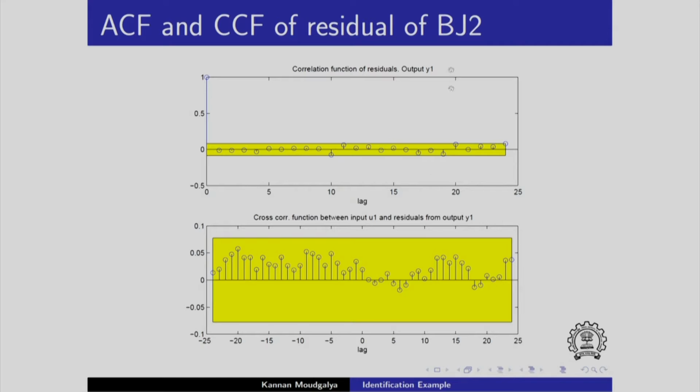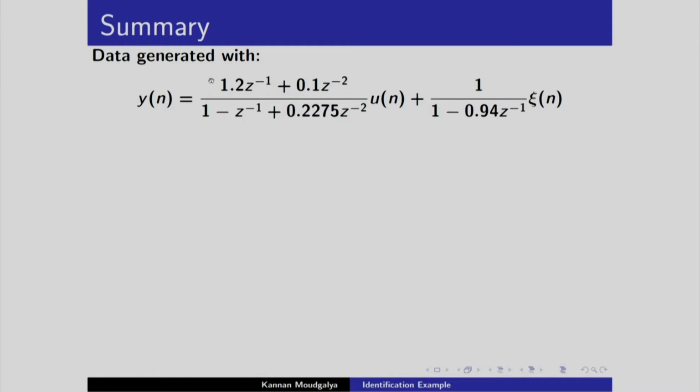So once again, for this new model which we call BJ2, we fitted the transfer function. So we now have the ACF as an impulse, and the CCF absolutely 0. So we can say that we have arrived at the final model. Let us summarize. Here is the data that we generated with. Remember, we used PRBS, we used white noise here, and then we got this output. We call that Y.